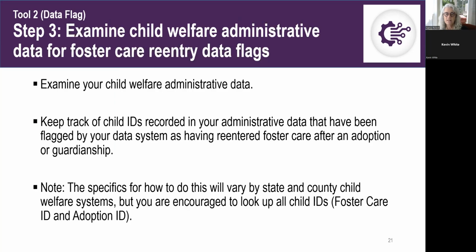The title of this slide is Step 3, Examine Child Welfare Administrative Data for Foster Care Reentry Data Flags. We recommend that agencies examine their child welfare administrative data and keep track of the child IDs recorded in your administrative data that have been flagged by your system as having re-entered foster care after an adoption or guardianship. Please note that the specifics for how to do this will vary by state and county child welfare system, but you are encouraged to look up all child IDs associated with foster care ID and adoption IDs. Next.